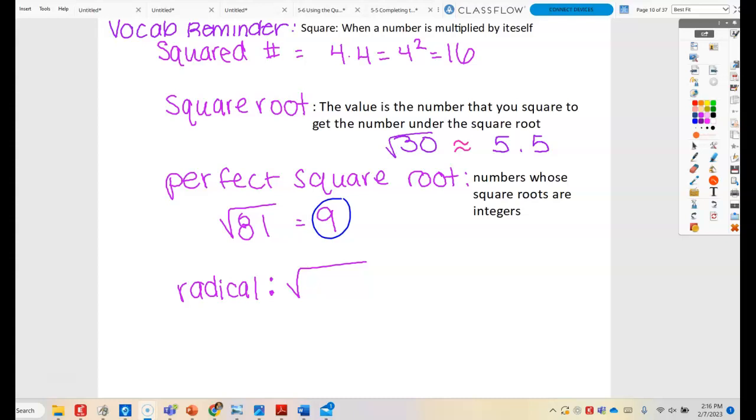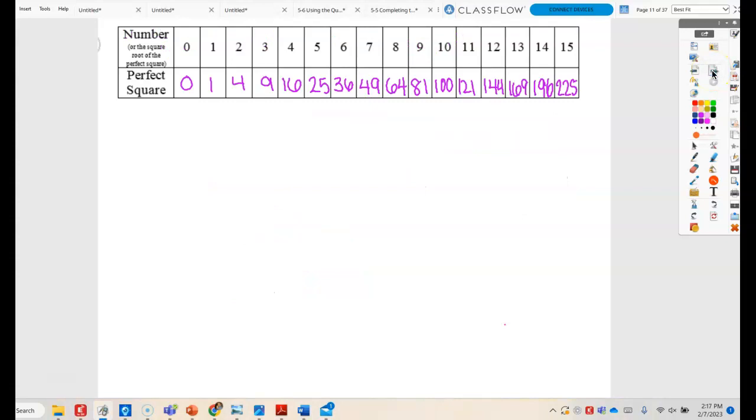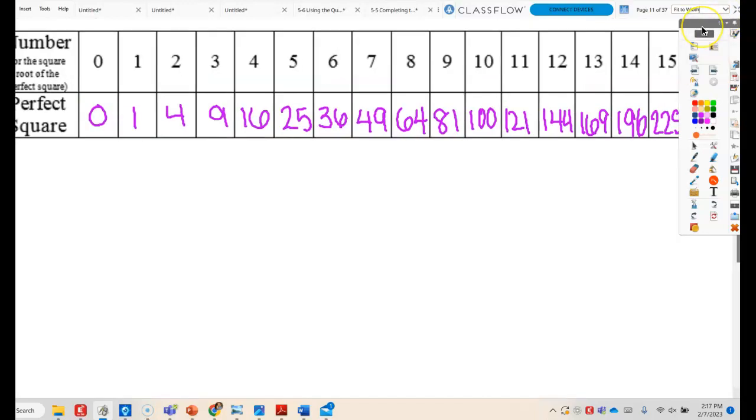A radical is the name of a square root symbol. I'm going to give you the first 15 perfect squares. Radical.